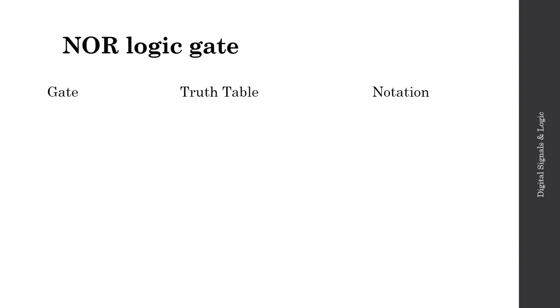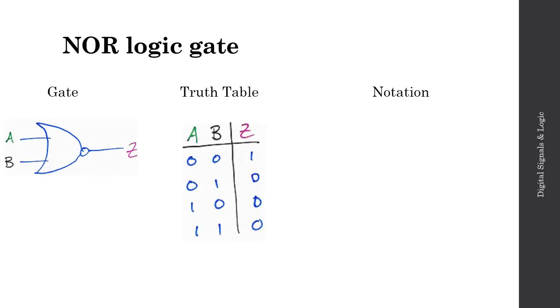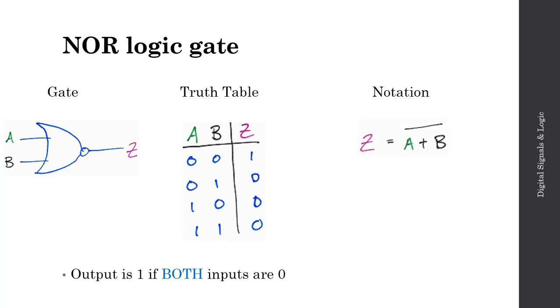And then lastly, here's the NOR logic gate. It has the following symbol, again, with our inputs A and B and the output Z. Now here's the truth table for the NOR logic gate. And as you see, the output is only high, only 1 if both inputs are low, or in this case, both inputs are 0. And here is our notation then for the NOR logic gate.